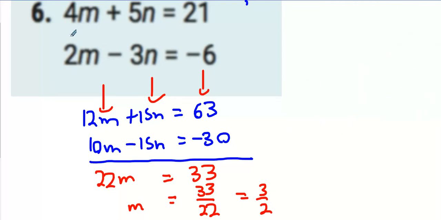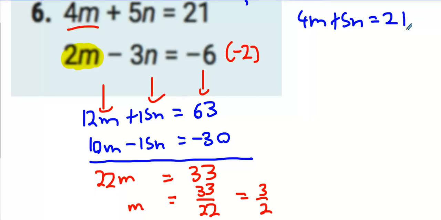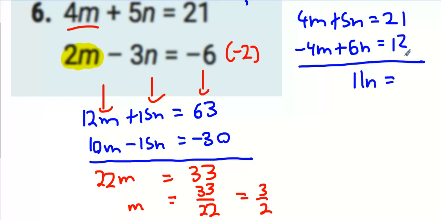Now, what gets rid of a 4m? A minus 4m. Any idea how to convert this 2m into a minus 4m? Times minus 2. All right, let's figure it out. 4m plus 5n equals, yeah, and multiply this by minus 2. Plus 6n, 2 minuses. Plus 12, yeah. 11n equals 21 plus 12. 3 divided by 11.